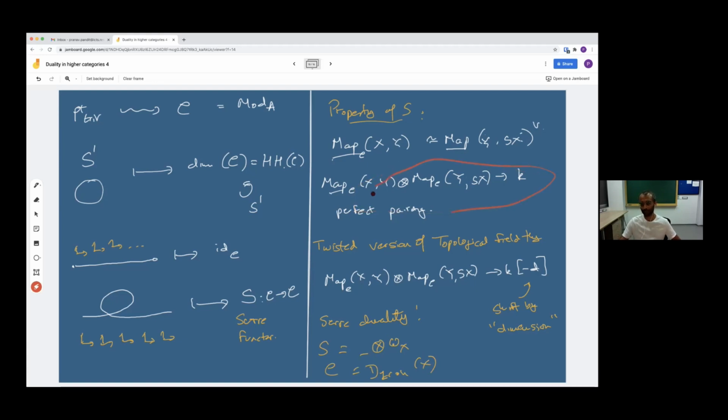If you want Serre duality for a d-dimensional scheme, there's some twisted version of topological field theory. I have to put some extra structure on the bordisms, and then this pairing will land in k shifted by minus d, and that will give you the real Serre duality, because here you really want to shift by d. Okay? You want omega X shifted by d. So that's where I'll stop.